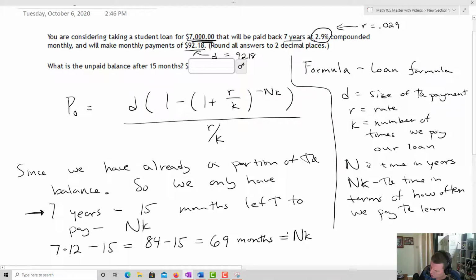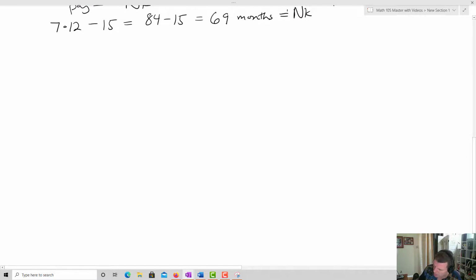And K is 12 because we're making monthly payments. Okay? So let's write all of that down and actually put this in here. All right? So what I've got now, I'm going to take this back. I'm going to have NK, as we said before, is 69 months. R was equal to 0.028. K was equal to 12.